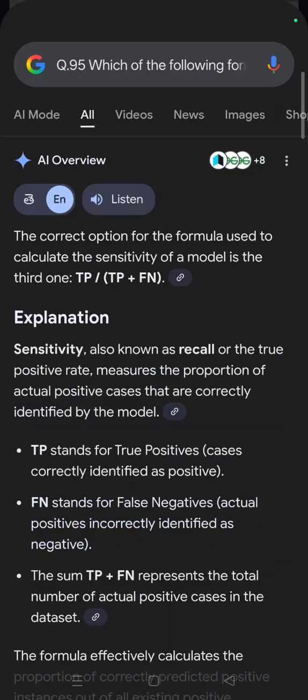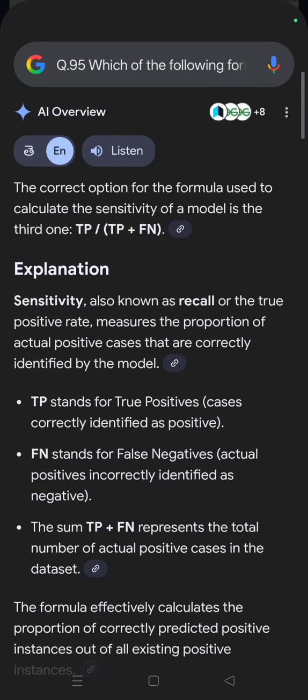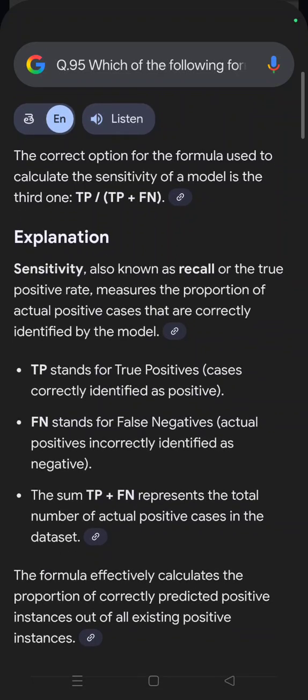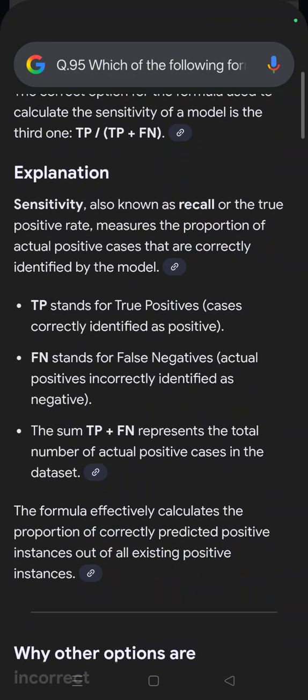The correct option is TP by TP plus FN. Sensitivity is also known as recall or the true positive rate. It measures the proportion of the actual positive cases that are correctly identified by the model. TP stands for true positive, cases correctly identified as positive. FN stands for false negative.